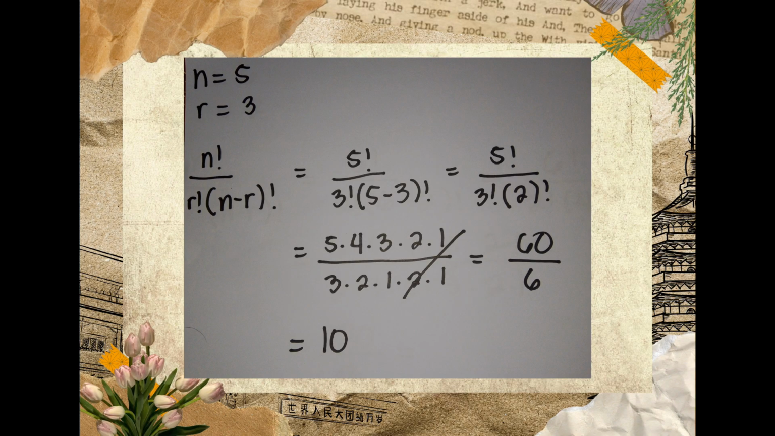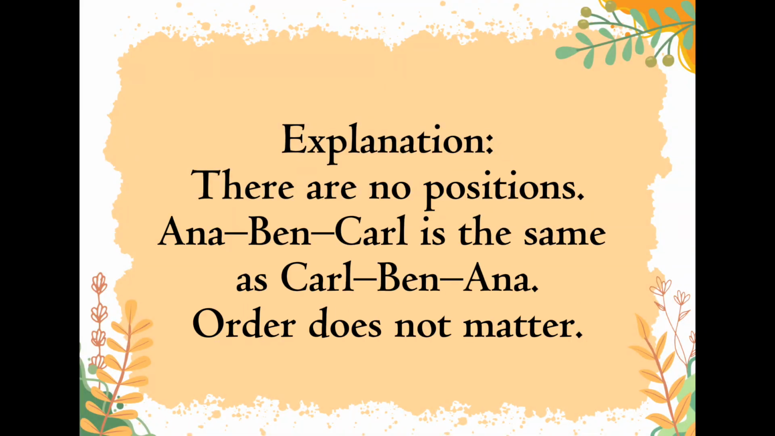Let's multiply the 5 times 4 times 3 over 3 times 2 times 1. 5 times 4 is equal to 20, times 3 is equal to 60, over 3 times 2 is equal to 6, times 1 is equal to 6. So, the total is 60 over 6, or 60 divided by 6. 60 divided by 6 is equal to 10. So, the answer is 10 ways. The explanation of example number 3 of combination is there are no positions. Anna, Ben, Carl is the same as Carl, Ben, Anna. Order does not matter.